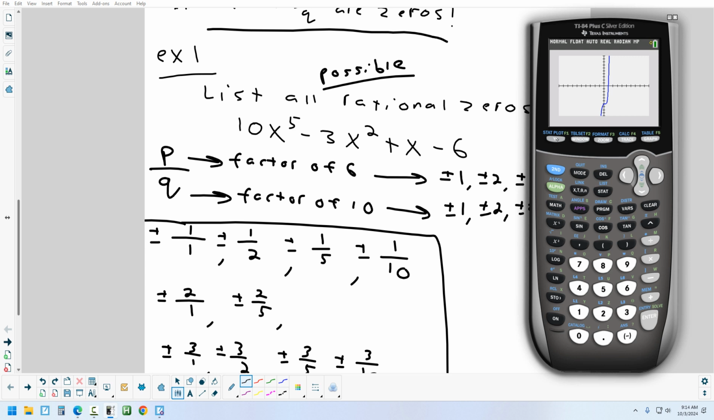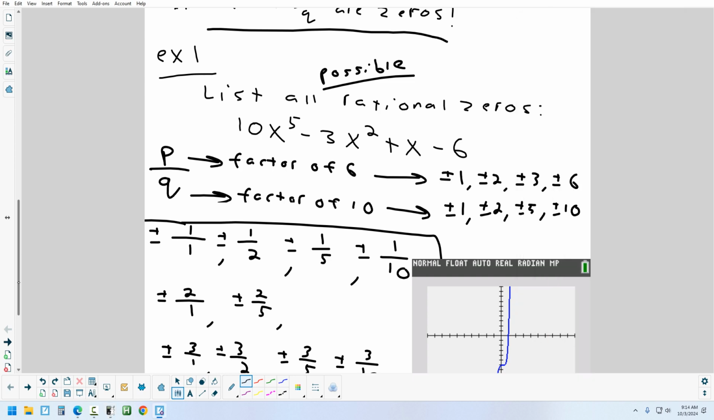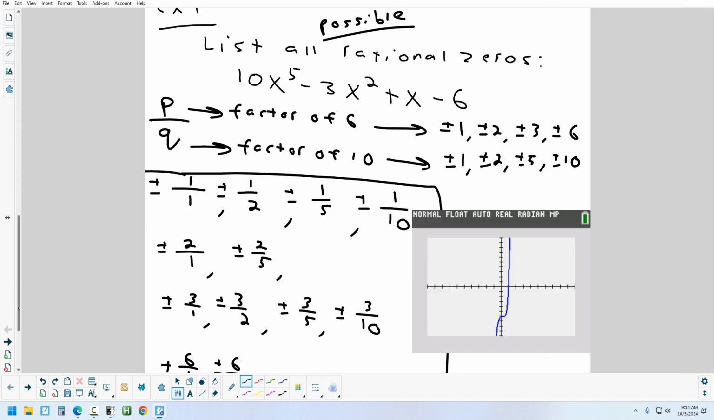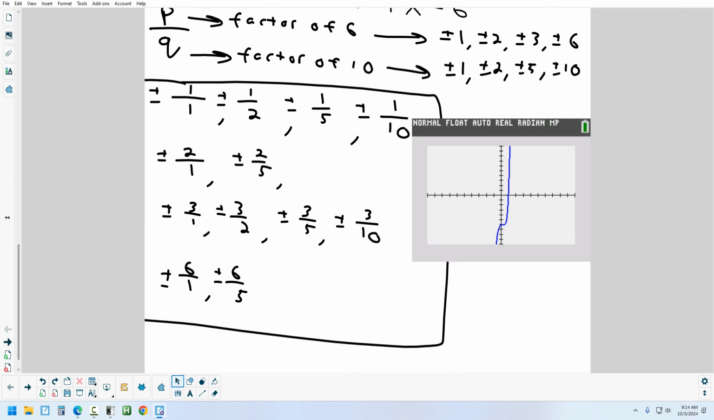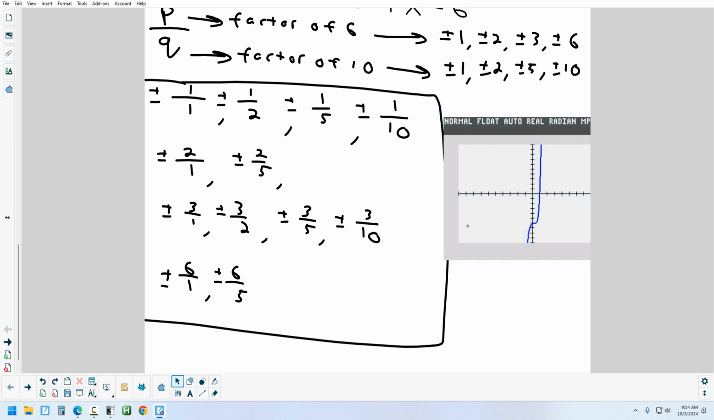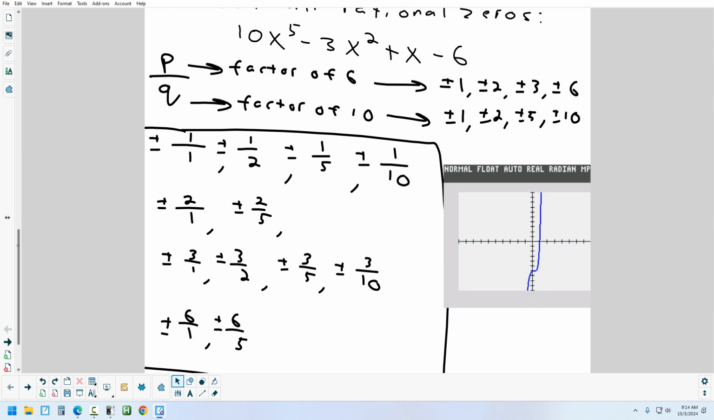Just make sure I typed everything in. Right, 10x to the 5th minus 3x squared. Yep, I guess that looks right. Okay, so let's look at that graph. And I want to start to narrow that list down a little bit and see which ones wouldn't make any sense at all.